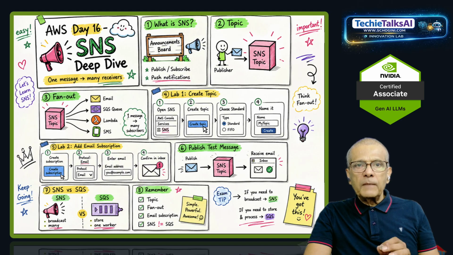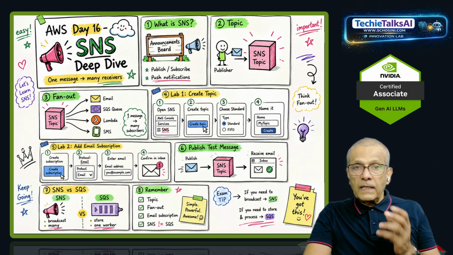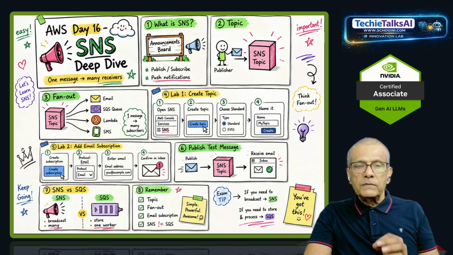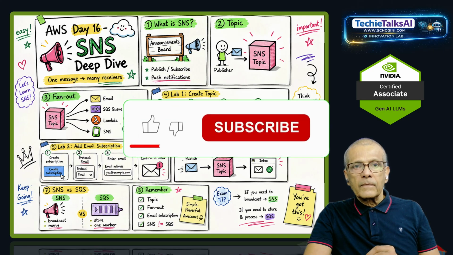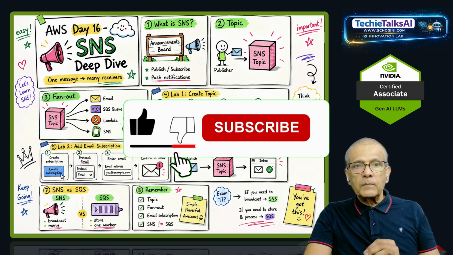Suppose your e-commerce app receives a new order. Who all should know? Maybe the billing team, warehouse team, delivery team, customer notification system, analytics system. Should the order service call all 5 systems directly? No, that creates tight coupling.